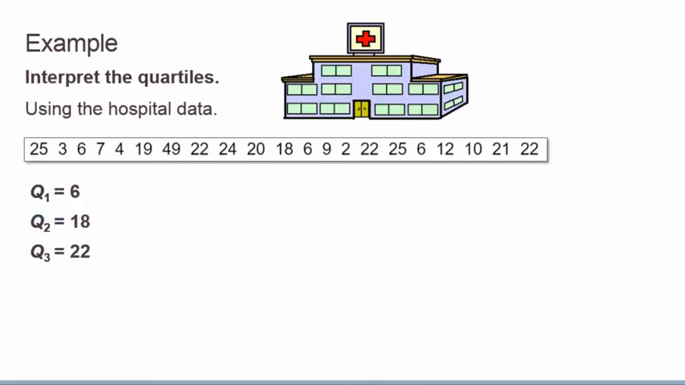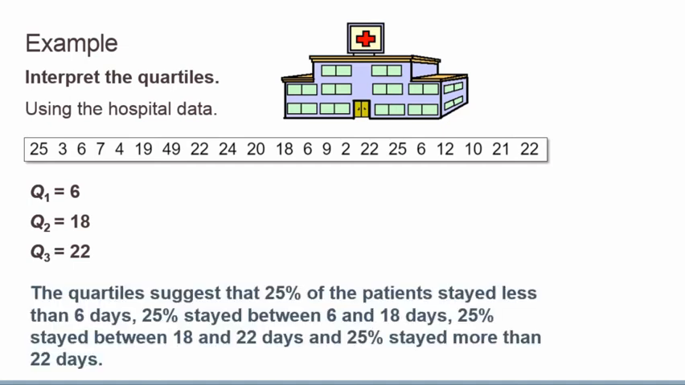Now we want to interpret the quartiles. Since our quartiles divide up our data into 25% pieces, the quartiles suggest that 25% of the patients stayed less than 6 days, since 6 is Q1. 25% stayed between 6 and 18 days, since 6 is Q1 and 18 is Q2. 25% stayed between 18 and 22 days, since 18 is Q2 and 22 is Q3. And 25% stayed more than 22 days, since Q3 is 22.